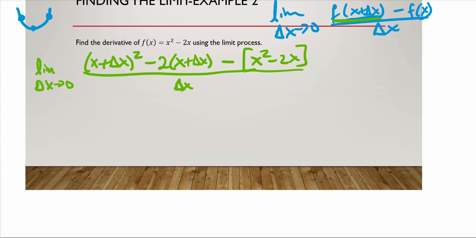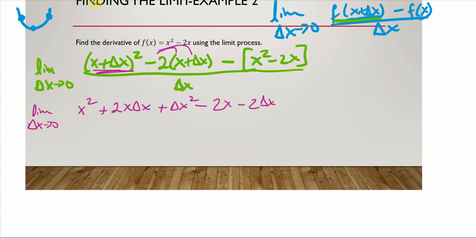Okay, now here I'm going to FOIL this, and when I FOIL that, I'm going to include my next step here, delta x approaches 0. I'm going to have x squared, multiply the 2 and double it, plus 2x delta x plus delta x squared minus, now I'm going to distribute here, and I'm going to have minus 2x minus 2 delta x. Here I'm going to distribute this minus: x squared plus 2x, all over delta x.